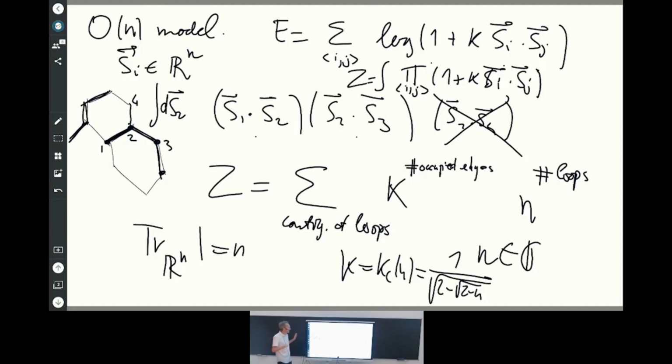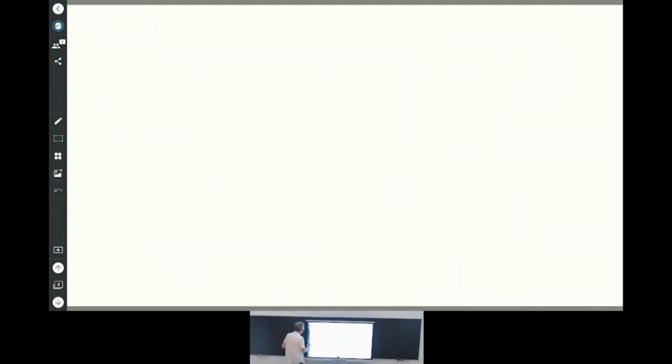Okay, so this is a quick reminder of why the O(N) model is in fact a model of loops. And for U(N), it's almost the same. You have complex vectors, which just means that loops now become oriented, and also neighboring loops need to have opposite orientations. And the Potts model is a model of clusters, so that's slightly different.